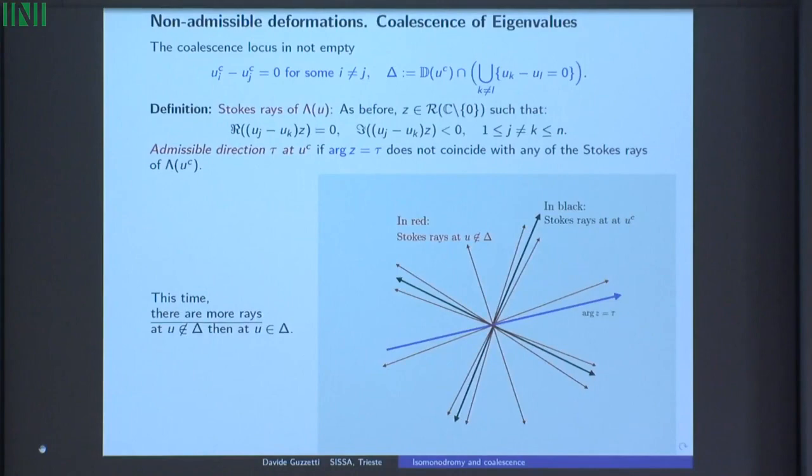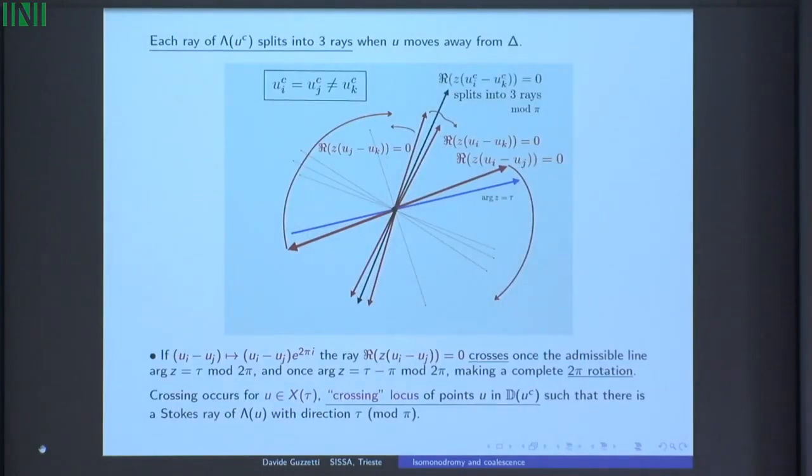There is a certain number of rays in the projection of the universal cover on the complex plane. When u goes away from coalescence points, more rays appear, of course, because this is the definition. So the red ones are rays when u is away from the coalescence locus. So actually what happens is that a black ray splits into 3 rays. For example, these 2 rays and this ray here.